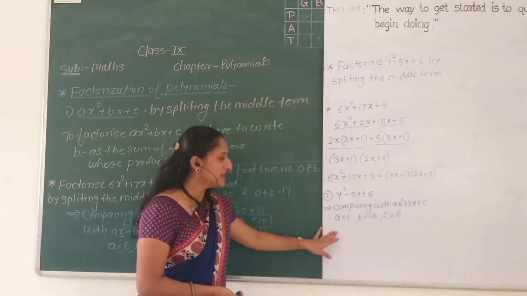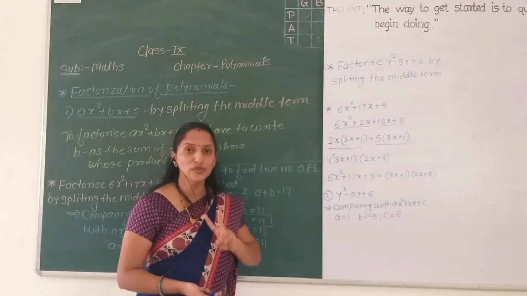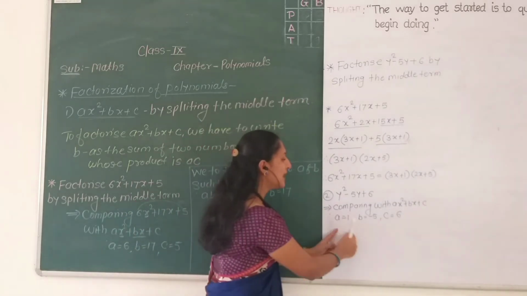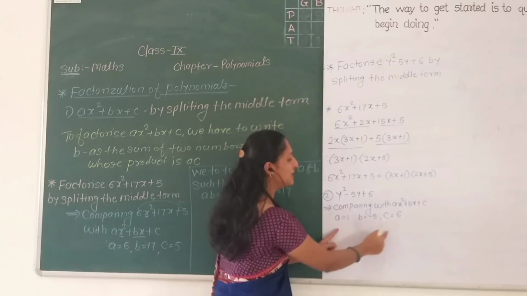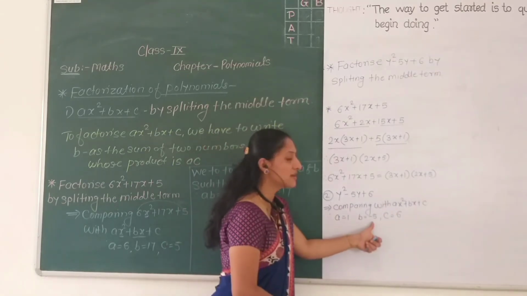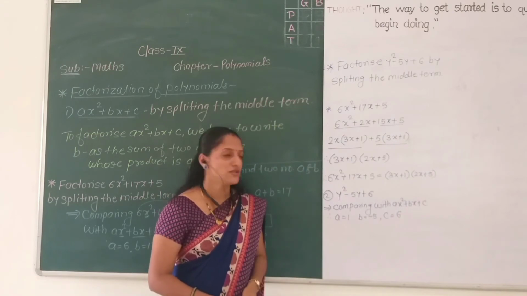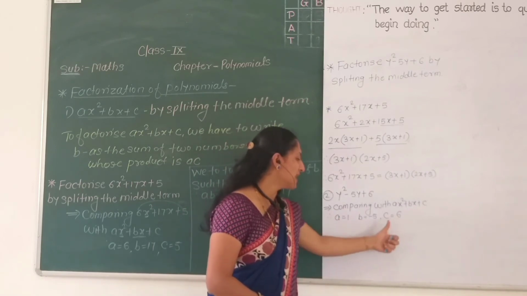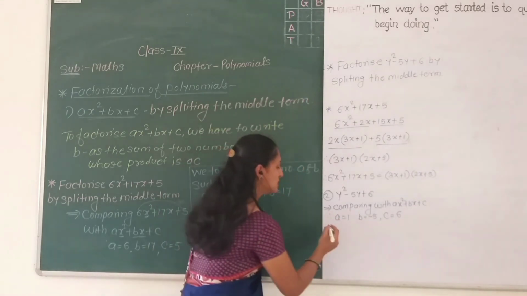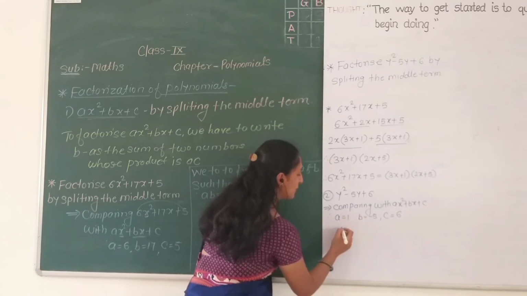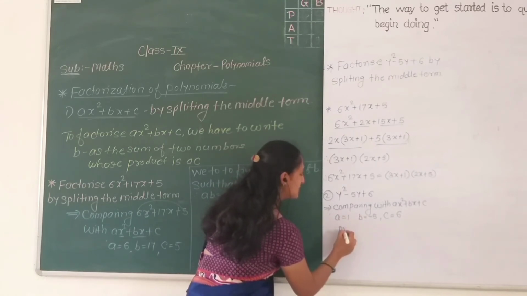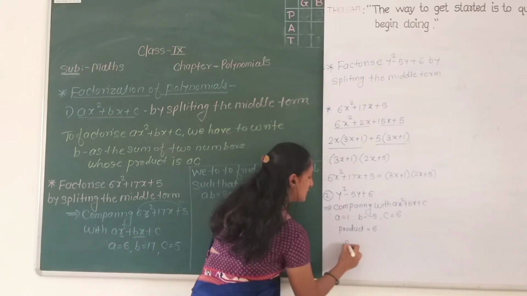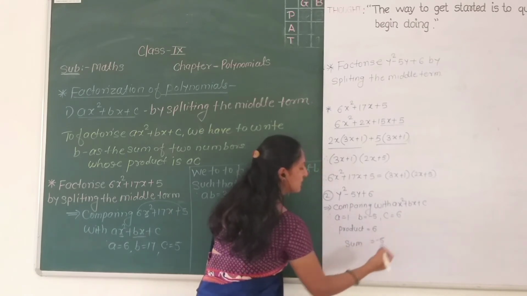Okay. Now in this case also we have to find two numbers such that their product is a into c. That means their product is 1 into 6, that is 6, and their sum is -5. So our responsibility is to find a pair of such numbers which gives product 6 and the sum -5, like this.